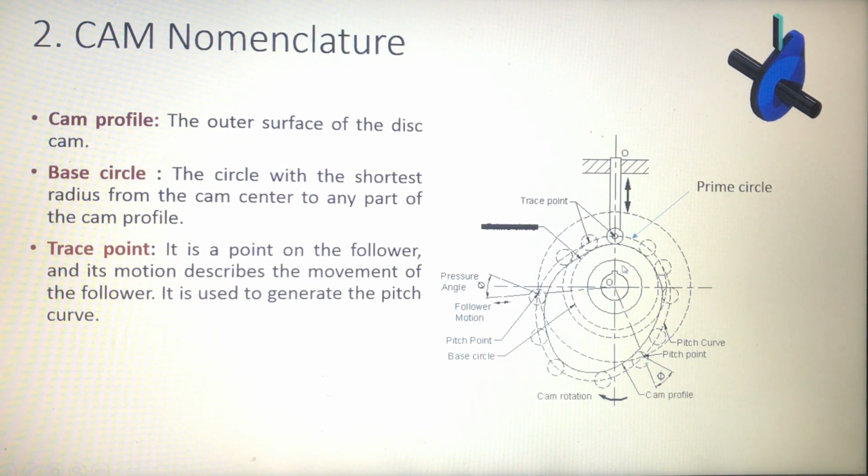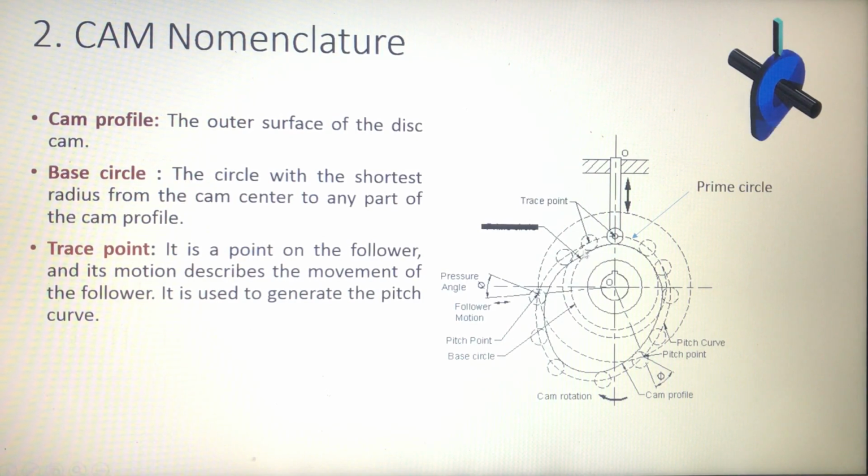It is very simple. The center portion of the drawing represents a shaft, and upon the shaft you have a disc. See, here in this case the disc is in the form of a droplet. Likewise, here it may be in the form of an oval. By considering the minimum radius of this disc, if you draw a circle, then it is called the base circle.